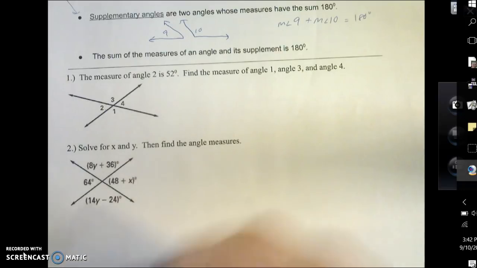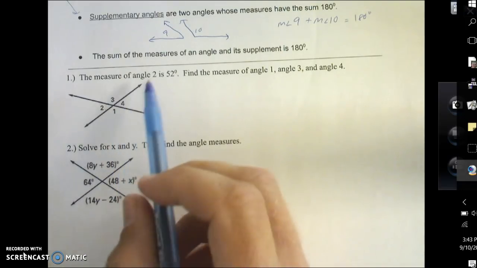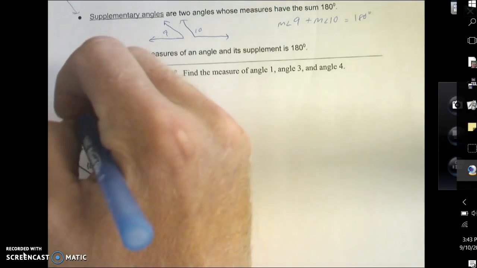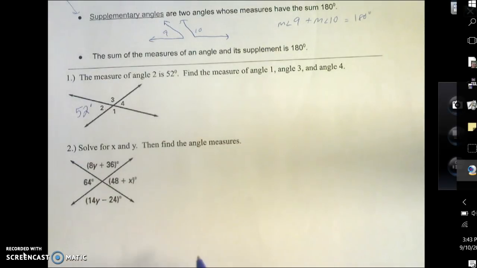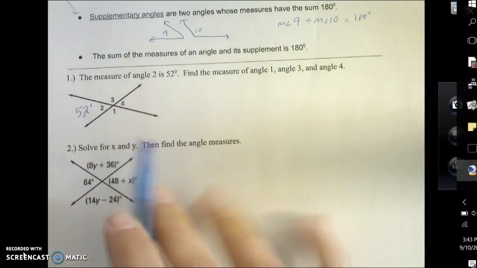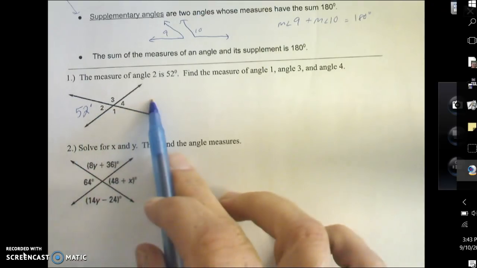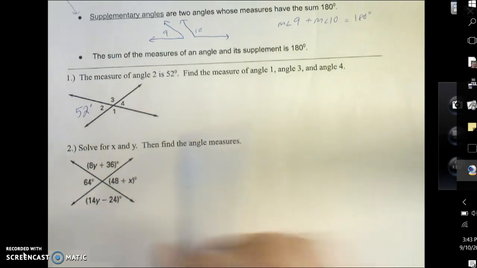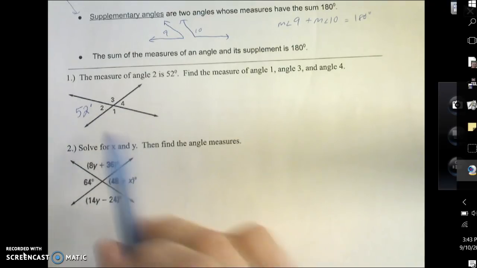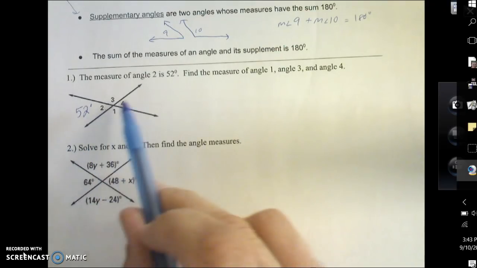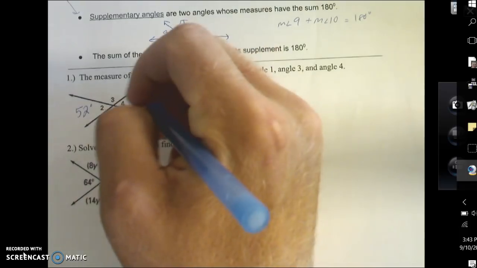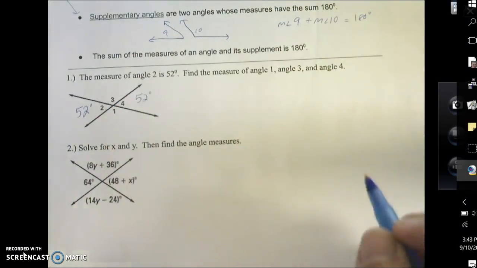So one thing we want to do in geometry is label as much stuff as we possibly can. All right, so angle 2 is 52 degrees. So I'm labeling that. From here, I'm going to go ahead and try to revolve around that. So directly across from angle 2 is angle 4, which, again, we just learned this, but these are known as vertical angles. If angle 2 is 52 degrees, angle 4 must also be 52 degrees, okay?